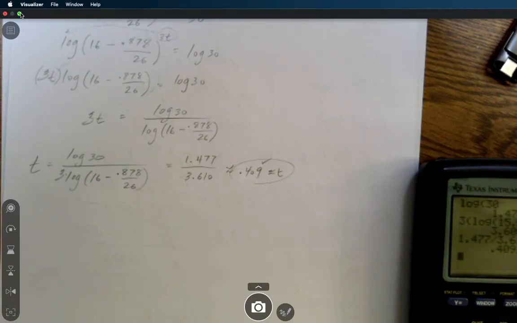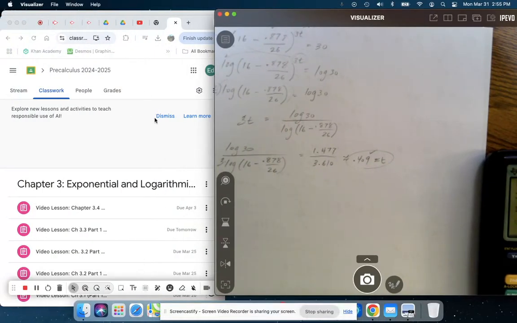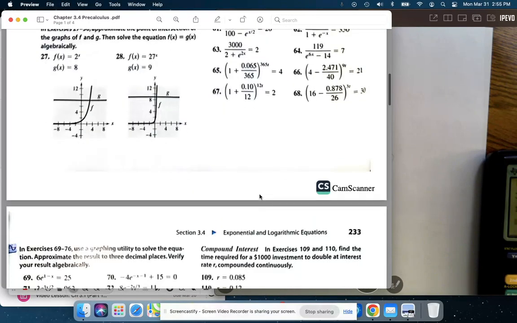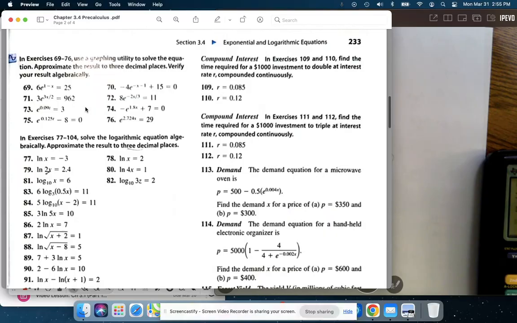All right, so enough of that set. Let's look at the next problem set, 69 through 76. It says use a graphing utility to solve the equation, approximating the result to 3 decimal places. So here, all you have to do is graph both sides of the equation and see where they intersect. So for instance, number 70 here.